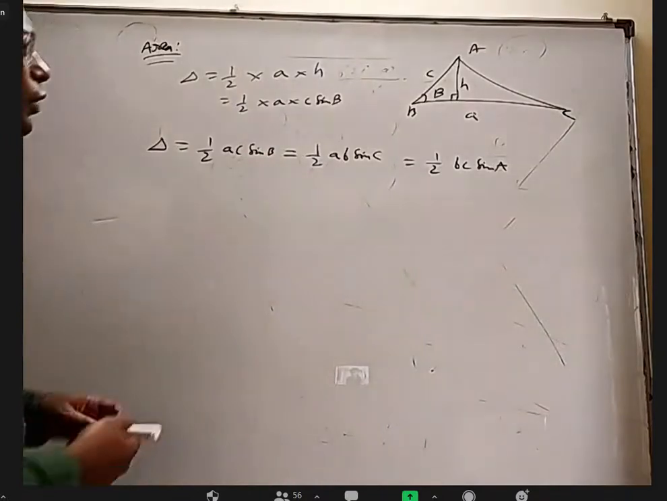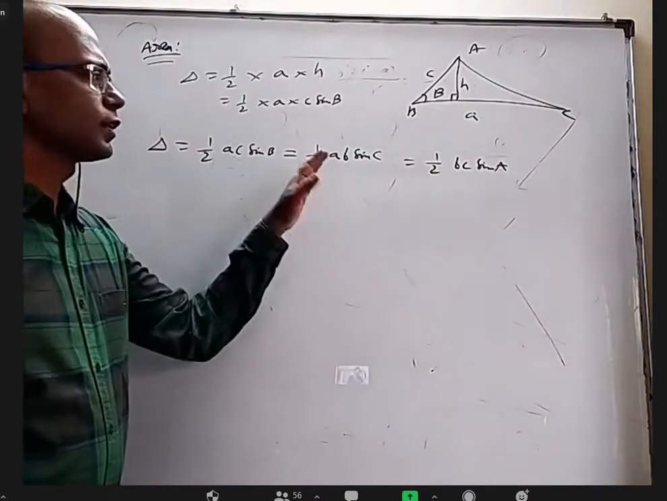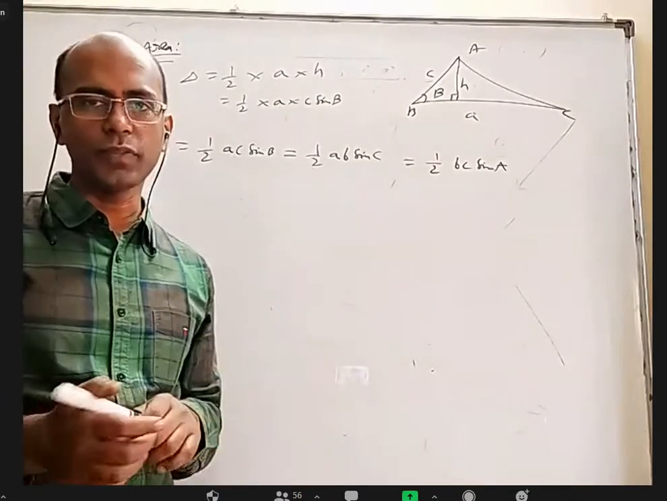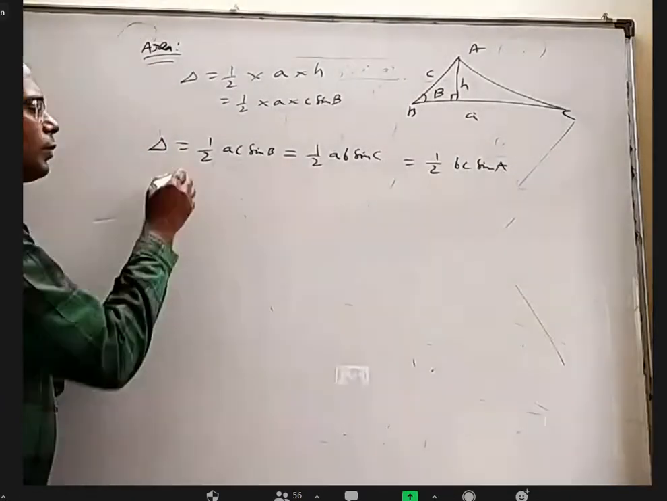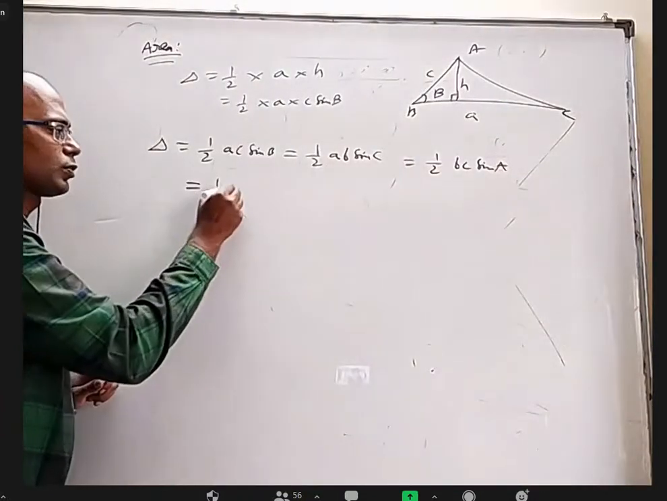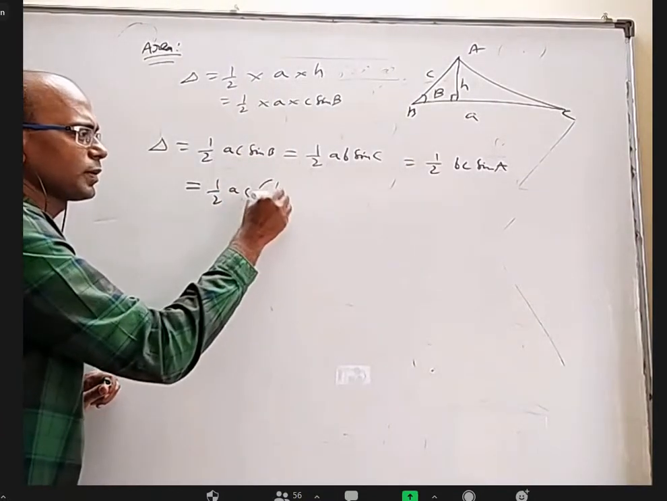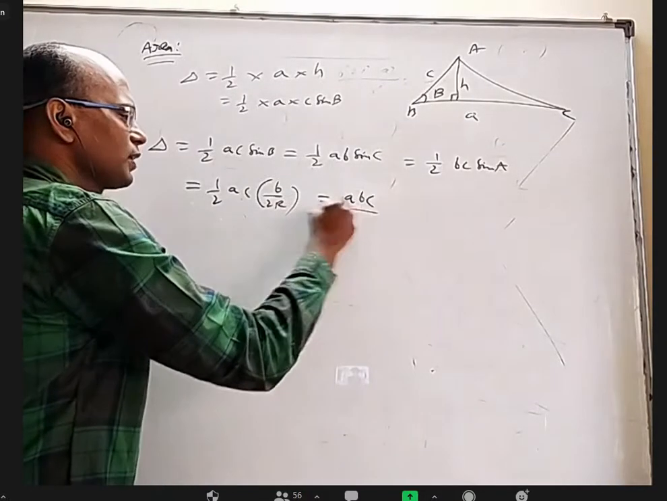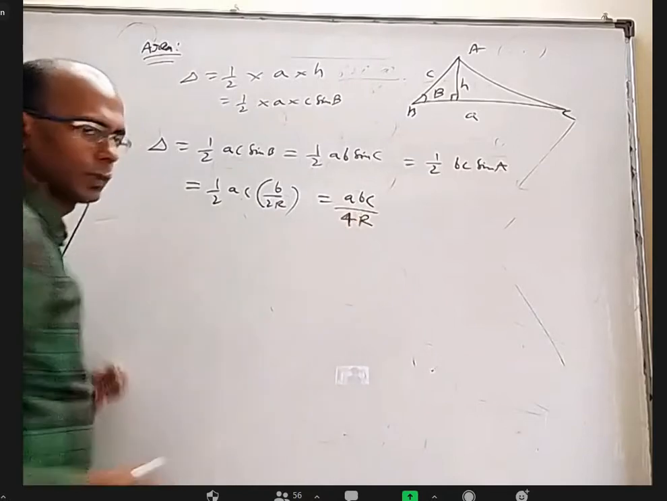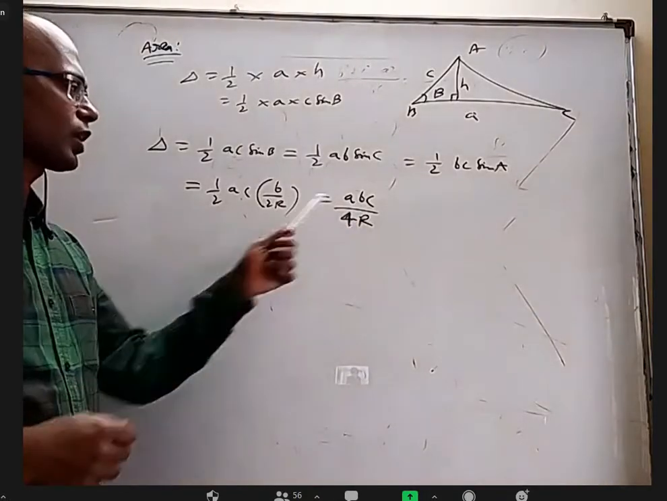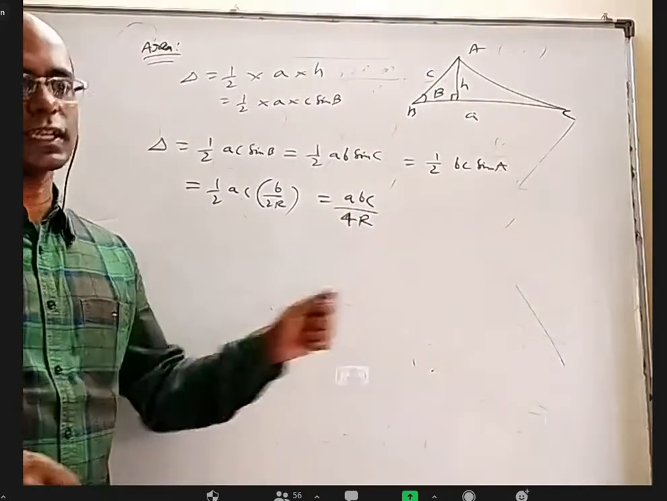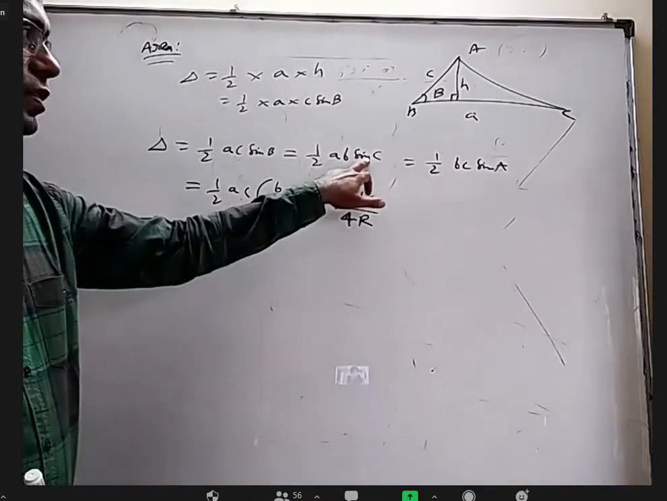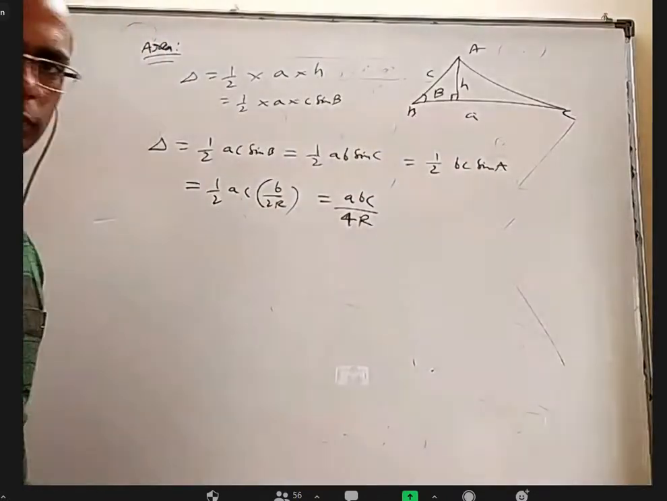This is one formula which says if you want the area of a triangle, you should know two adjacent sides and the angle between them. If you know them, you can find the area. But you can change this slightly: half into a c, and in the place of sine B, I'll write b by 2R. Then it is abc by 4R. That is another formula, in terms of sides: the product of the three sides by 4 times the circumradius. According to the sine rule, sine B is b by 2R, sine C is c by 2R, and sine A is a by 2R.